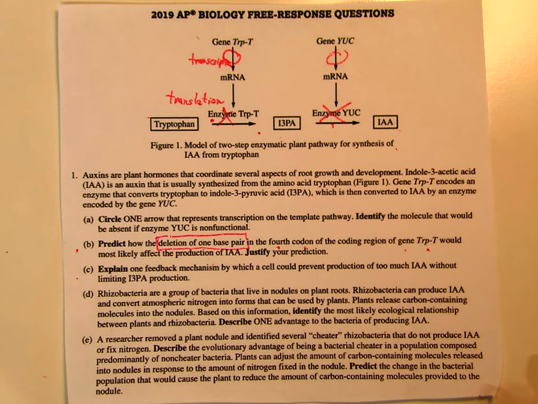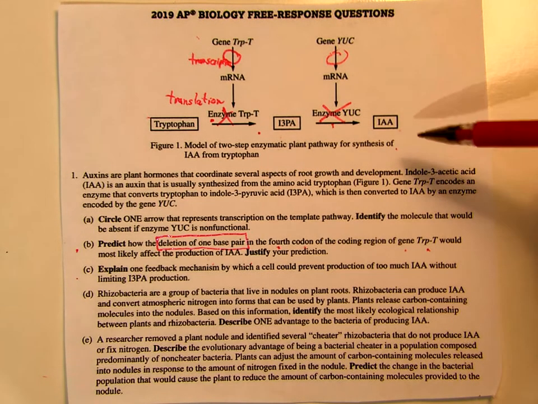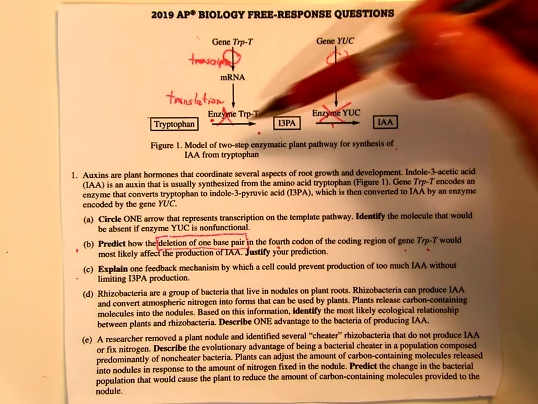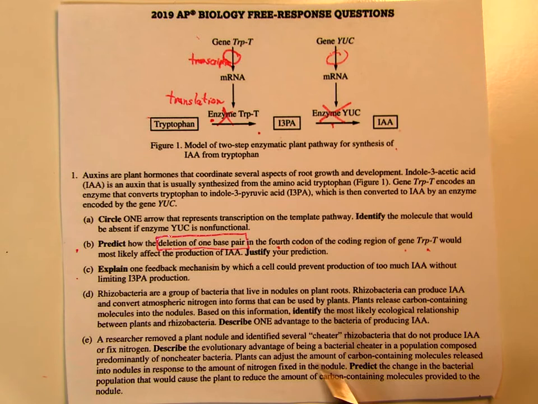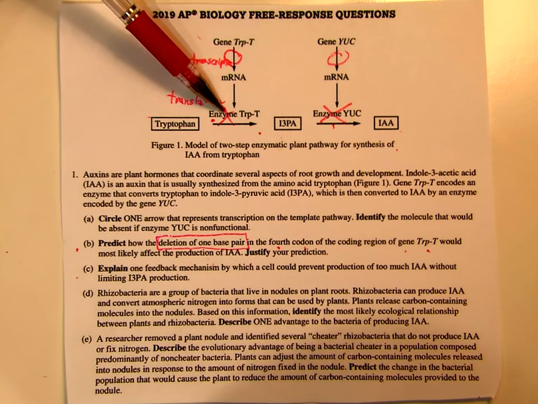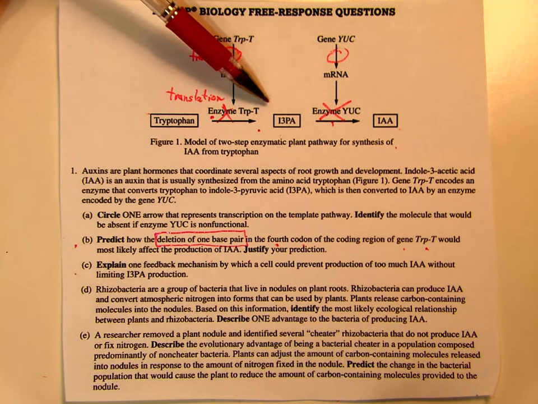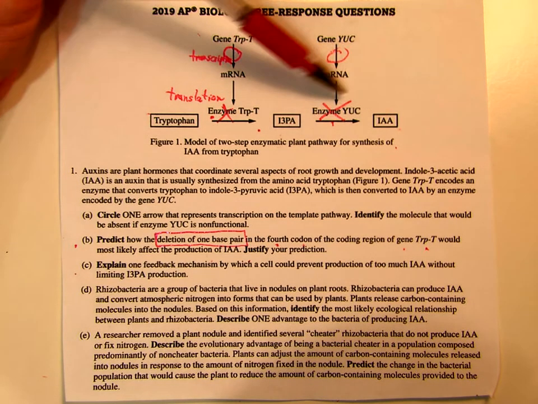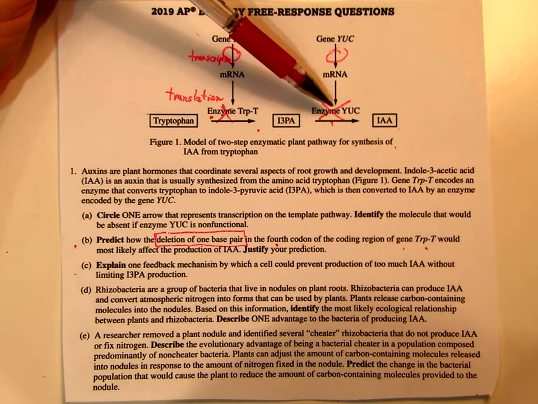And if you remember, once the cell has enough tryptophan, tryptophan goes back and shuts the process down. So a feedback mechanism that would prevent too much IAA would be if IAA shut down one of the enzymes in this pathway. But the question's asking without limiting I3PA. So if IAA shut down this enzyme, then you would also be shutting down the production of I3PA. So the correct answer would be IAA shuts down this enzyme, enzyme YUC.